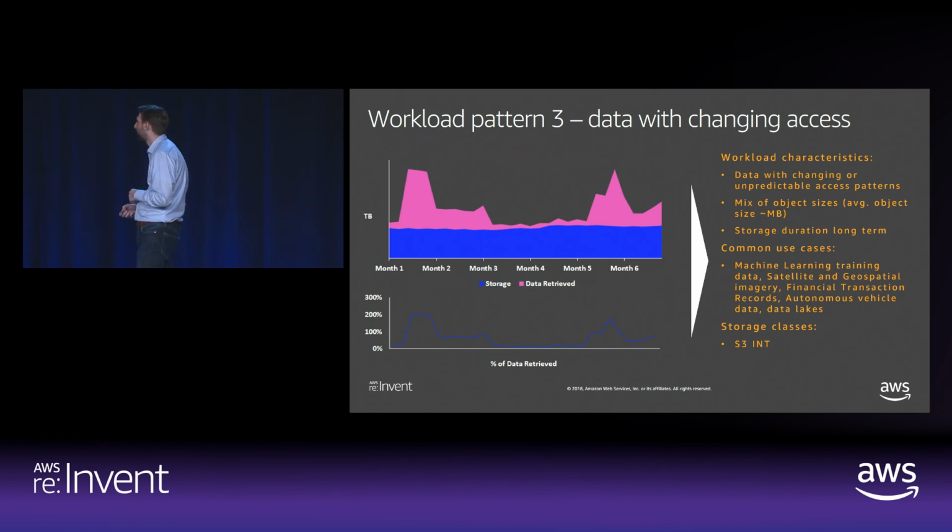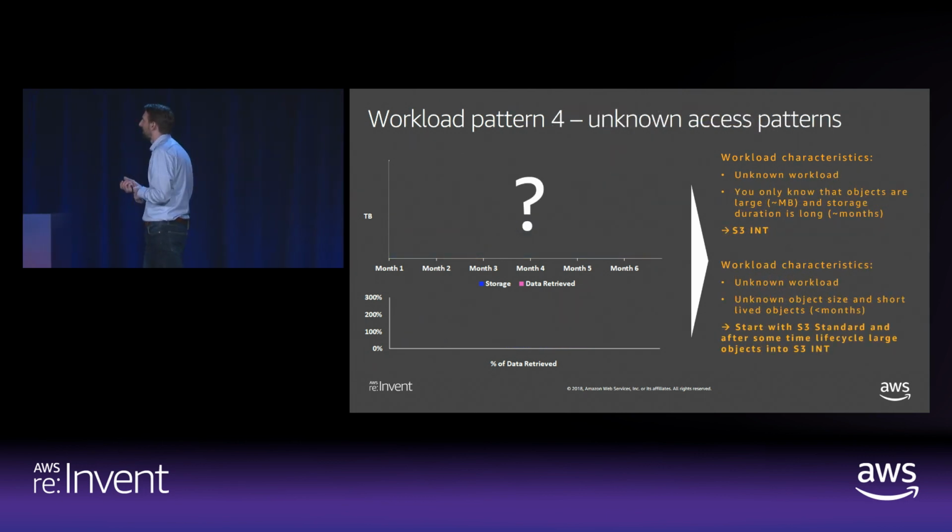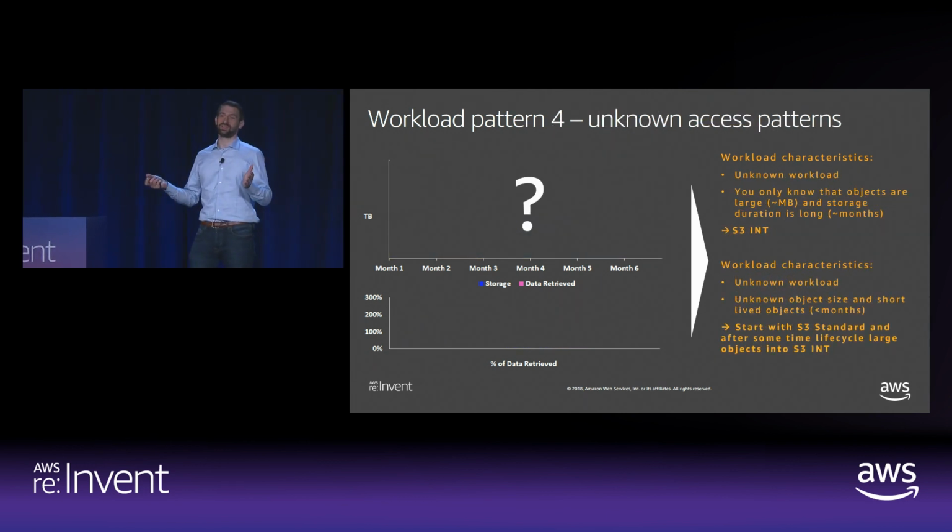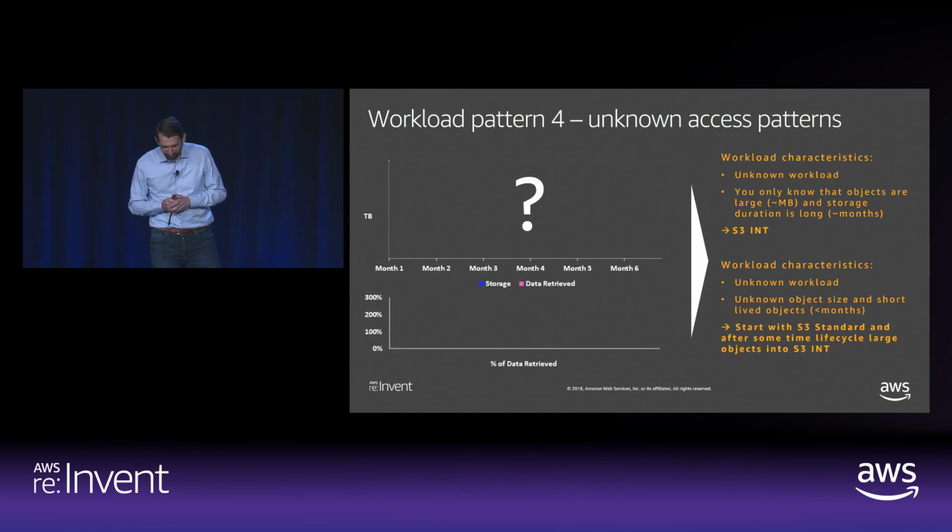The last workload we talked about is the workload where we just don't know what's happening. That depends on how much you know about it. If you really don't know anything about that workload, if you don't know the object size, if you don't know if you delete it tomorrow or delete it in a year, and you don't know how it is accessed, then S3 standard is a really good storage class option. If you know at least that the object size is large and that it's not deleted for 30 days, so it's more for long-term duration, then S3 intelligent tiering makes a lot of sense.